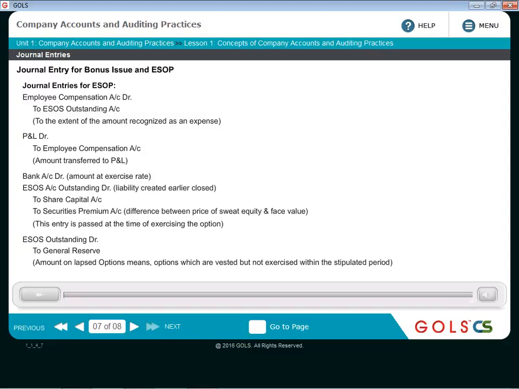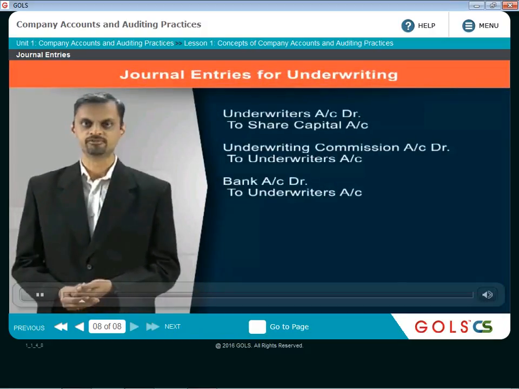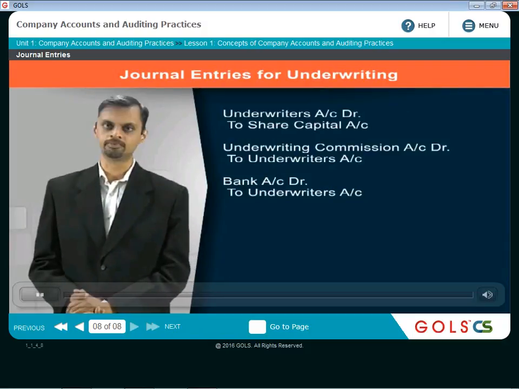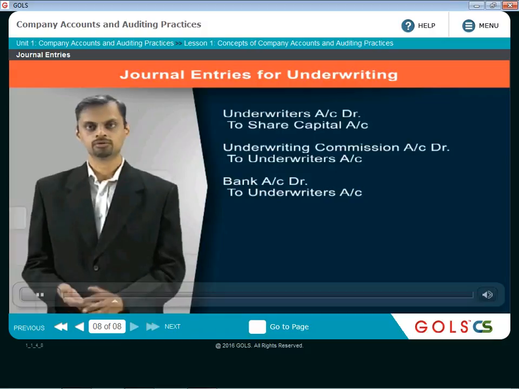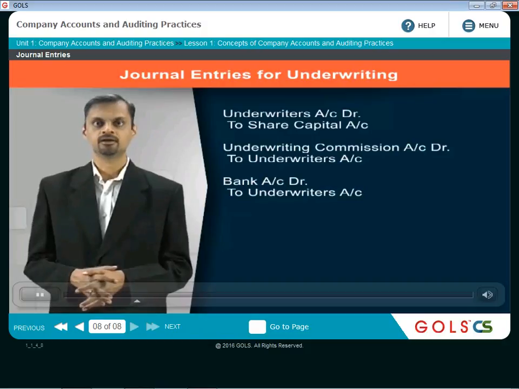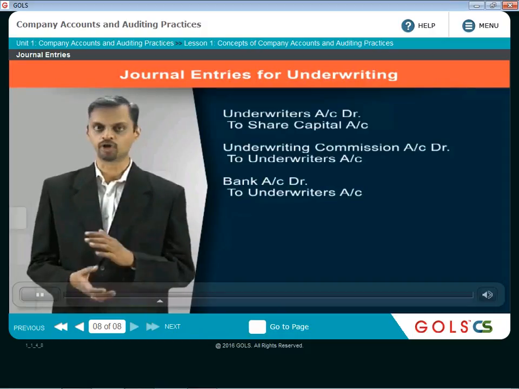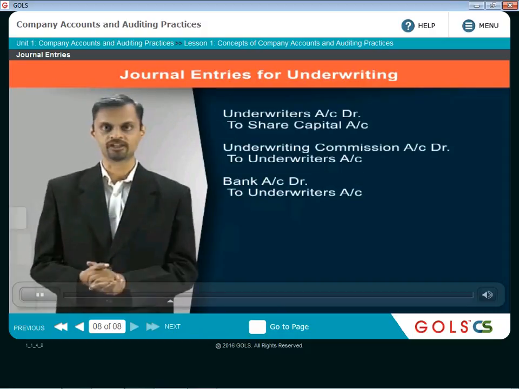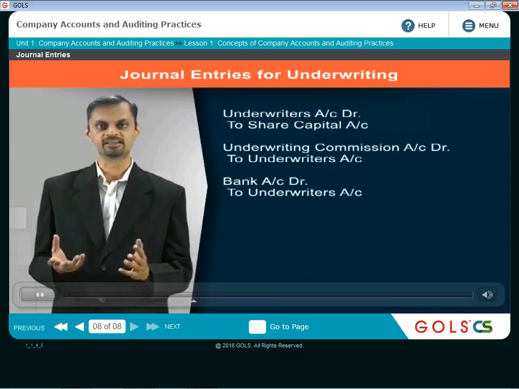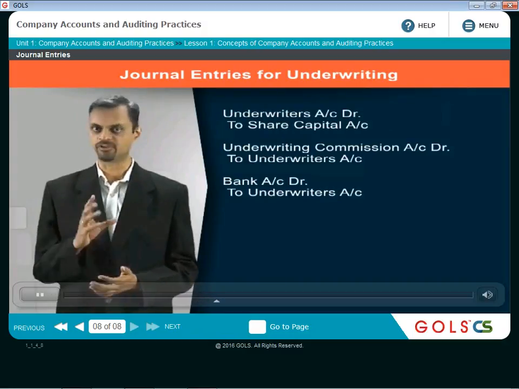And then the journal entries for underwriting of shares, which is basically like a guarantee given by the underwriters to take up the shares not taken up by the public. So for the first entry, say the issue size is 100 rupees, 95 rupees are taken up by the public, and the remaining 5 are not taken up by the public. In that case, assuming that the whole issue was underwritten, these 5 rupees will have to be taken up by the underwriters. So to that extent the underwriters become our debtors. So underwriters account debit to share capital account, these 5 rupees in our example.